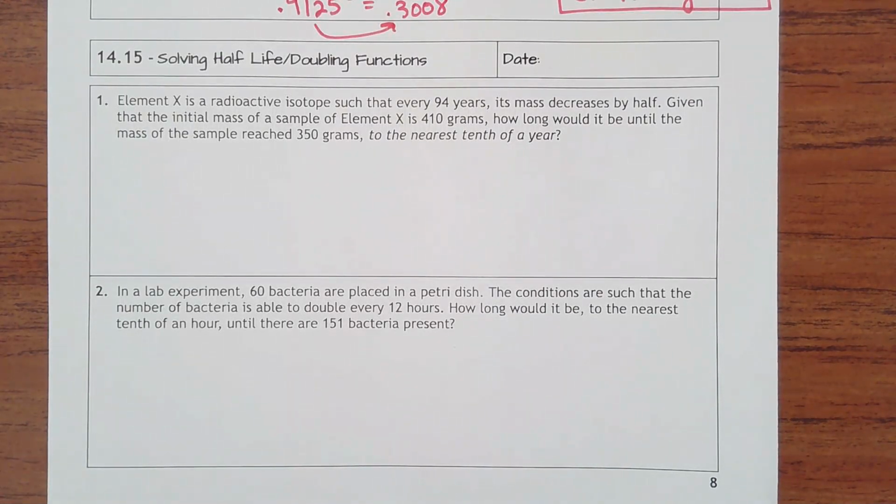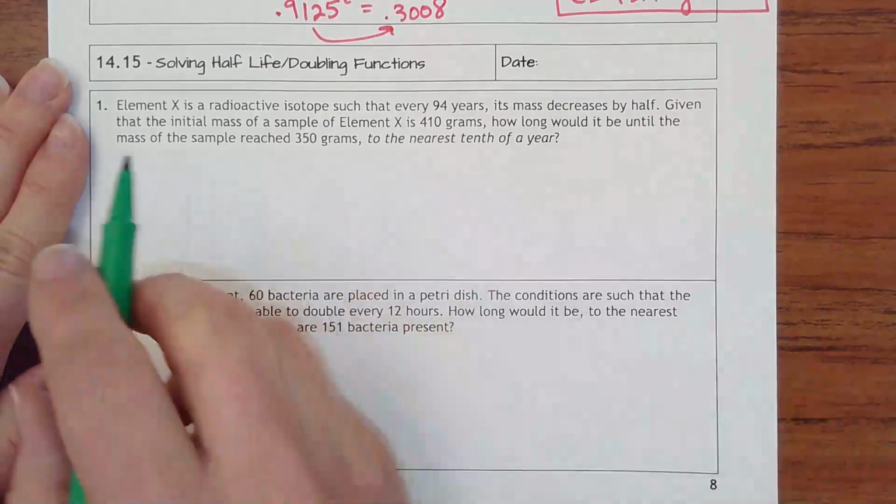Lesson 14.15, solving half-life / doubling functions. Same thing as the previous lesson, just knowing that when we're having half-life or doubling, it's either times 0.5 or times 2, and then we have to have our power be a fraction.